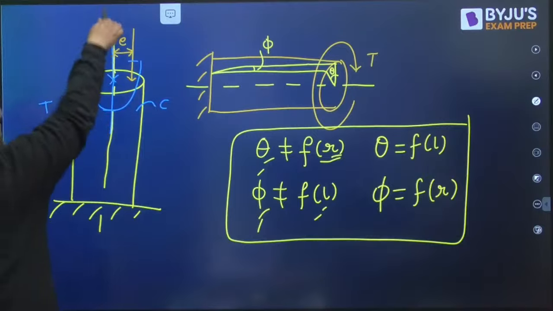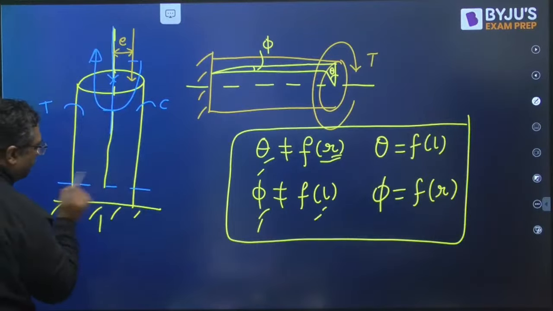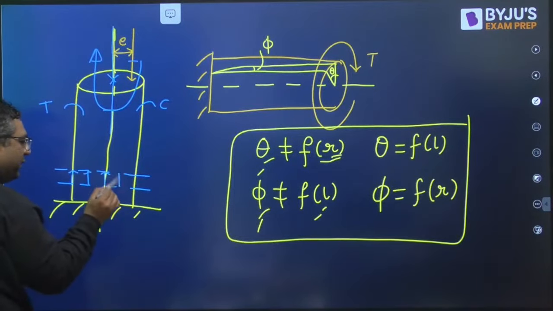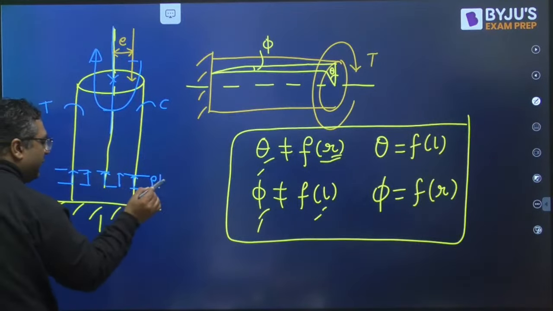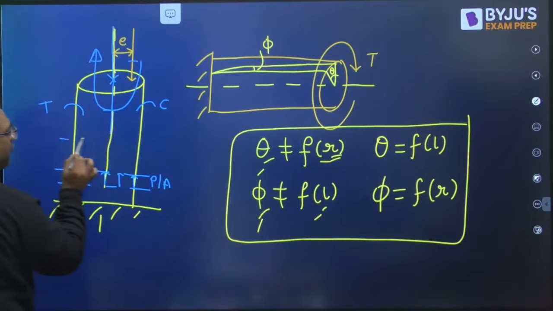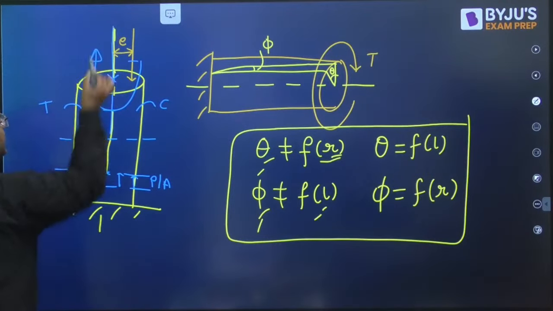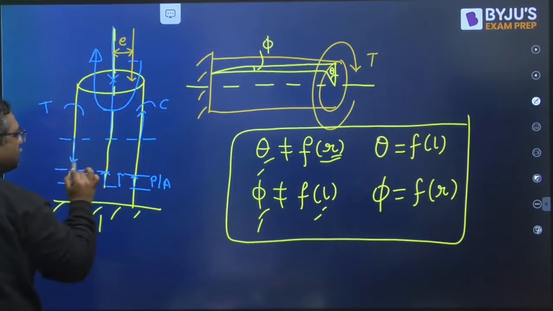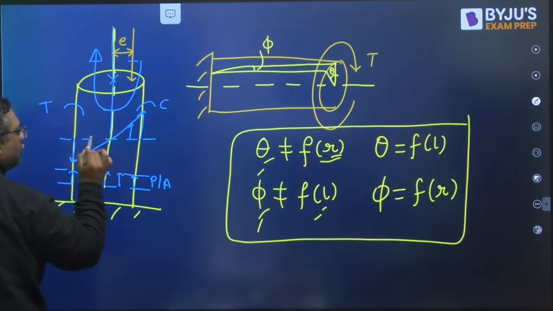If you see the effect of this force, then due to this force, compressive stresses will come like this. This is simple P by A. But if you see the effect of bending, here it is tensile like this, and here it is compressive like this. So these are the stress distributions because of the couple.